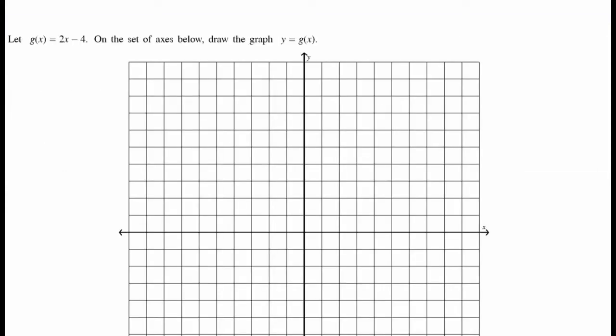Let g of x equal 2x minus 4. On the set of axes below, draw a graph of y equals g of x. That just means graph the function. All y equals g of x means is please graph the function for me. Well, this is a linear function with a y-intercept of negative 4 and a slope of 2 over 1, which means go up 2, right 1.